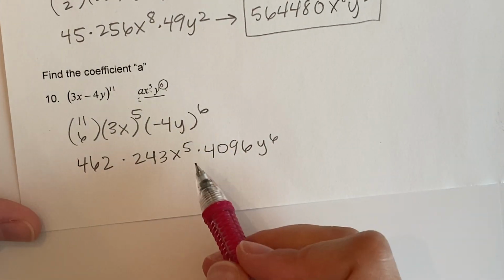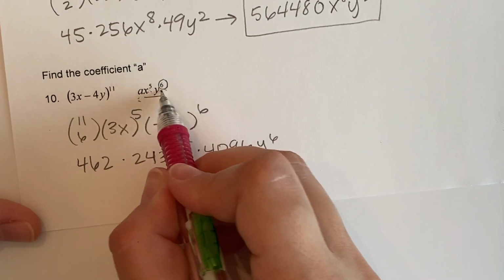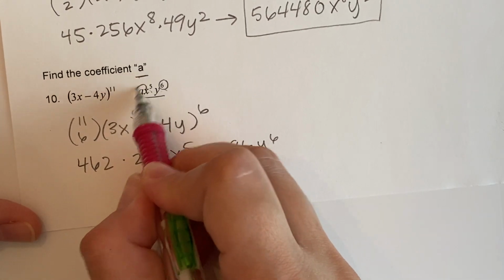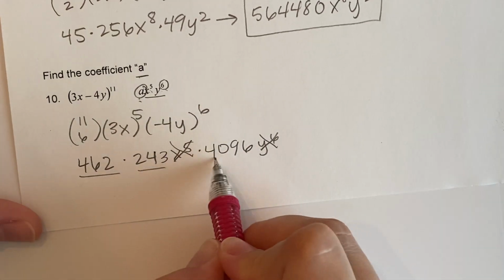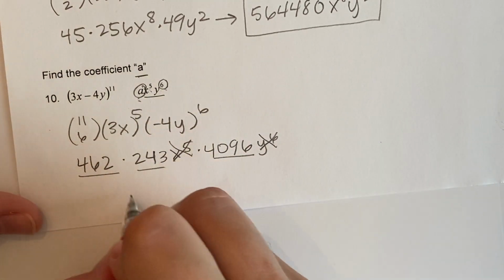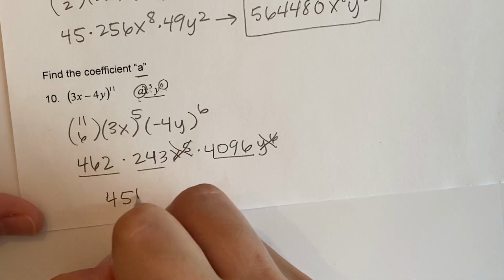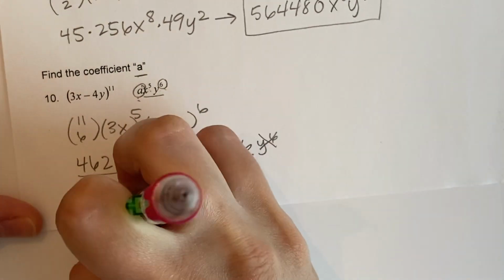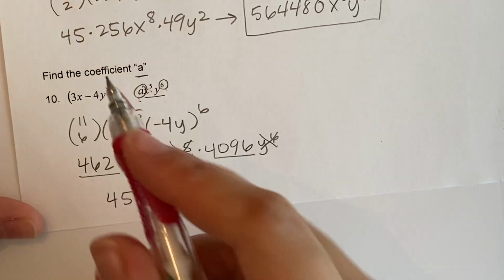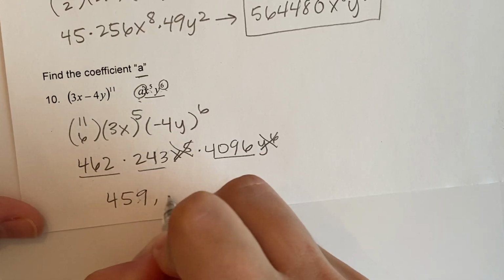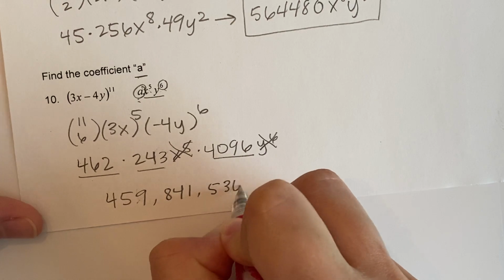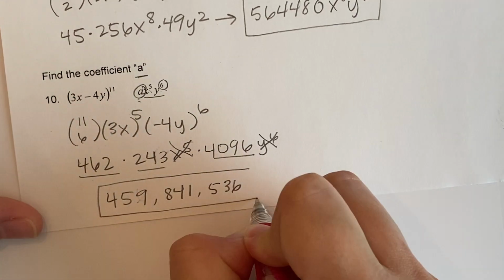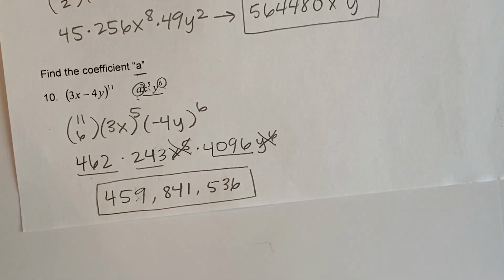Now when I combine this, I don't care about x and y because I just want to find a. So I'm going to ignore x and y and just multiply my numbers together. So my coefficient is 459,841,536 is the coefficient to that term. And that's binomial theorem. Phew!